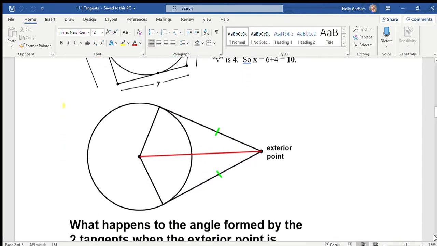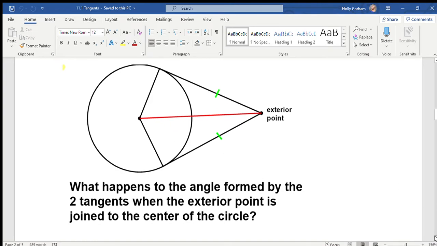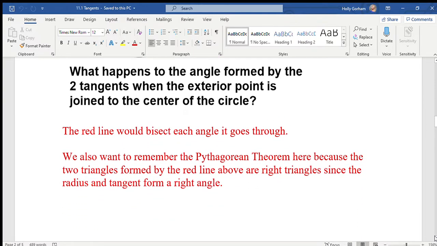If we go down a little further, the next thing says, what would happen to the angle that's formed by those two tangents when the exterior point is joined to the center of the circle? So when you take and connect this exterior point to the center and you form this red line, what happens is that it bisects this angle. And not only does it bisect this outside angle, it'll bisect the central angle at the center of the circle. Also remember the Pythagorean theorem here because those two triangles that were formed are right triangles.